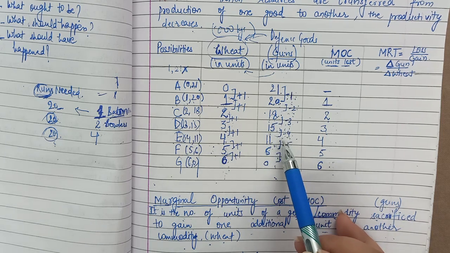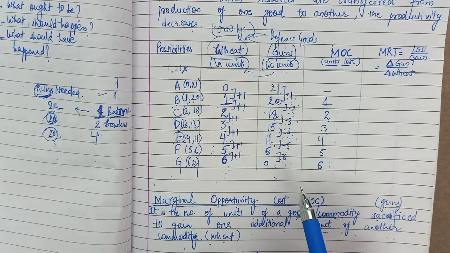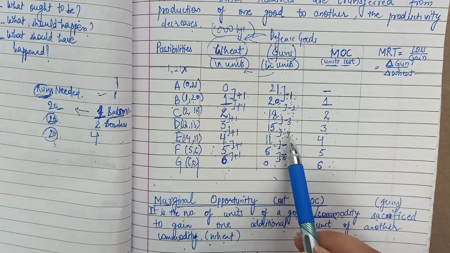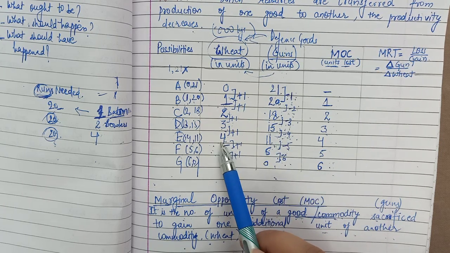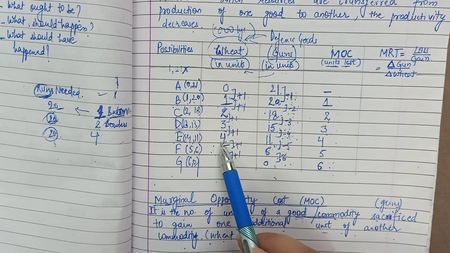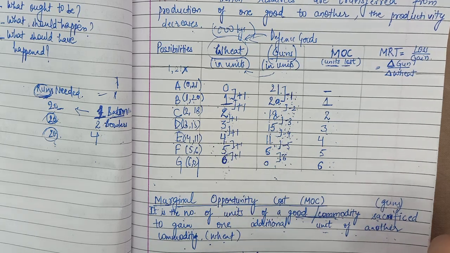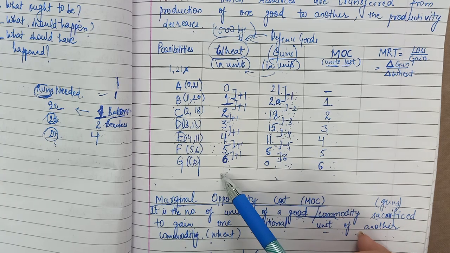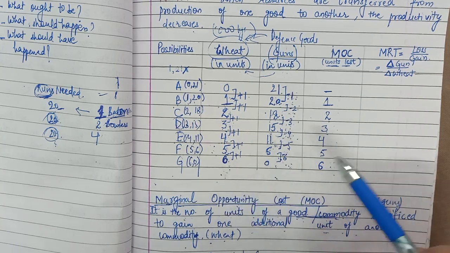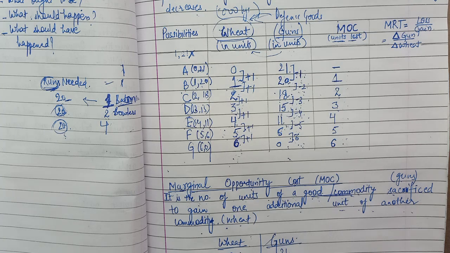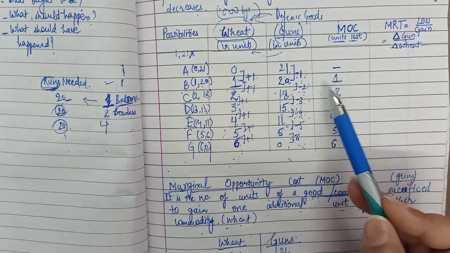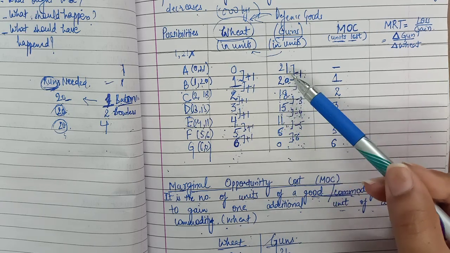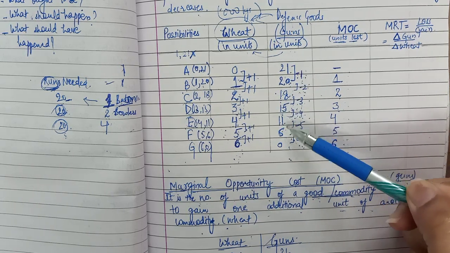Then 4 together were able to produce 4 units of guns, but all 4 of them together could produce only 1 unit of wheat, because they are not as good in the production of wheat, and so on. So we require every time more and more people to be shifted from here to produce the same gain here. So MOC is the units lost, and these are the number of units lost. For these number of units lost, you will only see the good which is decreasing in units.